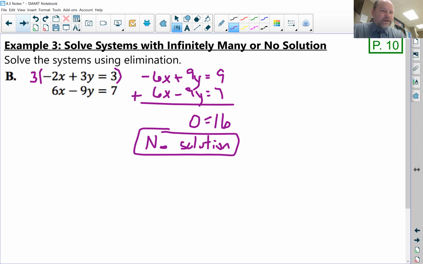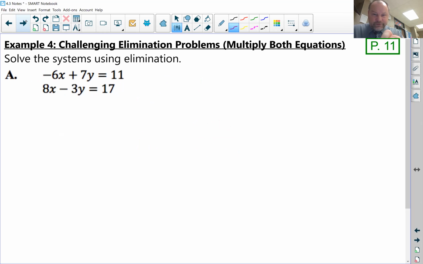All right, last types that you could have. We've had coefficients that are exactly opposite. We've had coefficients that are the same, so we just multiply one equation by -1. We've had coefficients where we multiplied one equation by a value to get opposites. Now we're going to look at what happens if you need to multiply both. In this case, negative 6x plus 7y equals 11, and 8x minus 3y equals 17.